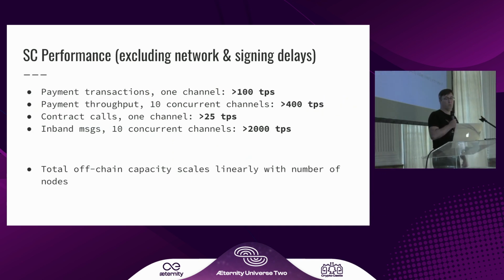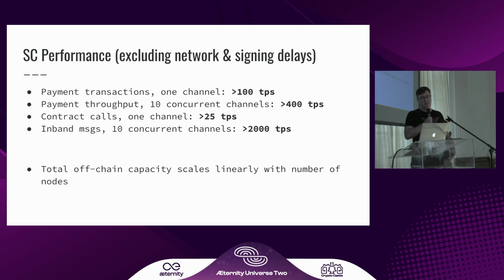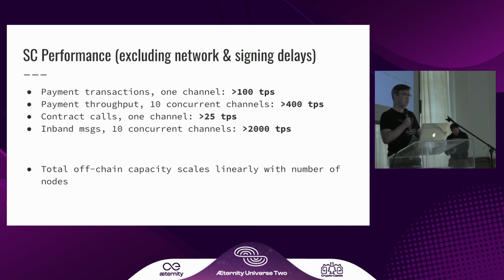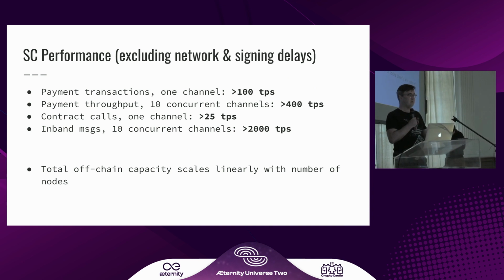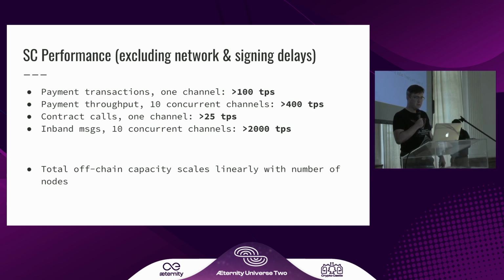So, performance, once you're off-chain and you have tokens loaded into the state channel: these numbers are from our test suites, so that would exclude network delays and also signing delays, because signing takes place automatically. It's all on the same machine, and in some scenarios, where the same node has to do all signing, that could actually be a CPU bottleneck. But essentially, about 100 payment transactions per second on one channel.